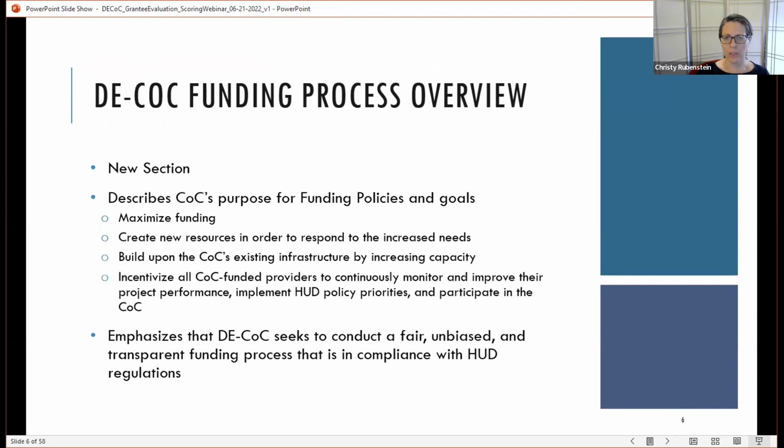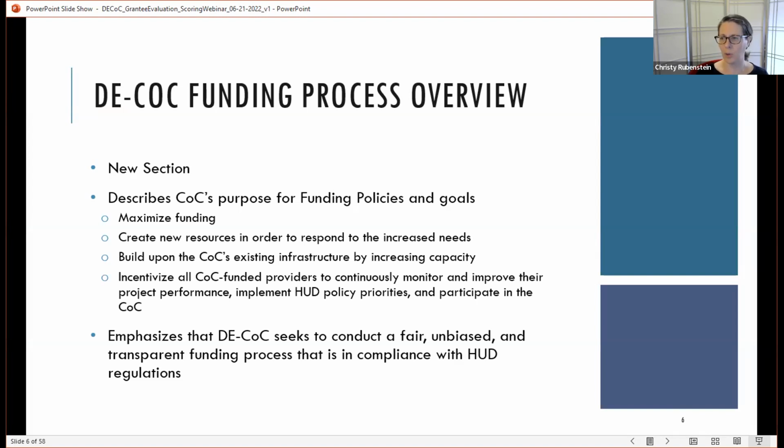The next section is a funding process overview. This is again setting the stage for the rest of the document. It articulates what the CoC's purpose is in establishing these policies and the goals, and really talks through being very clear about what the CoC's goals are, right?